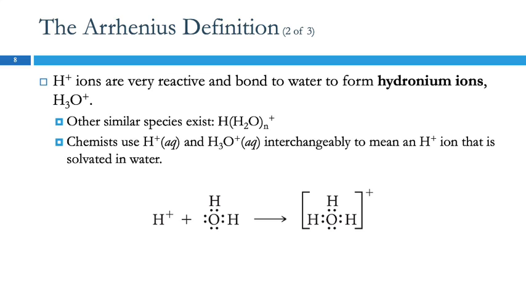There are other species that exist, H with different numbers of H2O. They exist. We're not going to mess with them. So what we'll see, and I'm sorry if it's confusing, we'll see H plus aqueous and H3O plus aqueous used interchangeably. They mean the same thing. This one is simpler, but this one is more accurate, more representative of what's actually going on. But when we see H plus, chemists recognize, well, you can't have just protons floating around. It's going to attach itself to water.